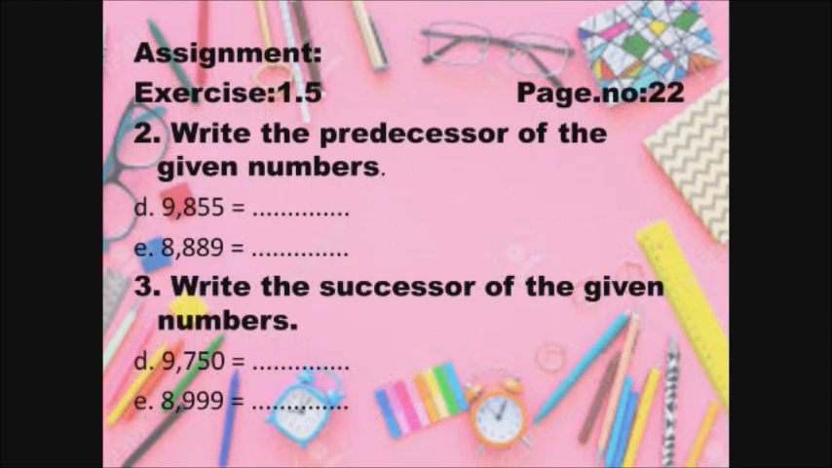Next, here one more assignment for you. Exercise 1.5 page number 22. Second sum, write the predecessor of the given numbers. So predecessor means before number. So here I have given two sums. Write the before number of the given numbers. Next, write the successor of the given numbers. Successor means after number. So you have to write the after number for the given numbers. Complete this assignment in your textbook.